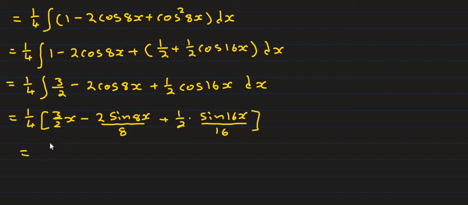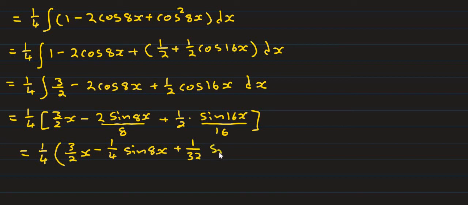Then we simplify: 1 over 4 times the bracket of 3 over 2 x minus 2 over 8 sine 8x, which is 1 over 4 sine 8x, plus 1 over 32 sine 16x. So the answer is 1 over 4 of that bracket, plus C.